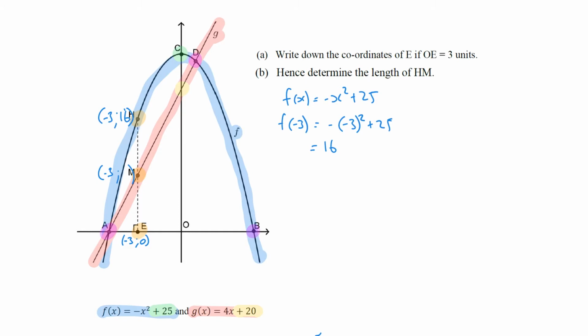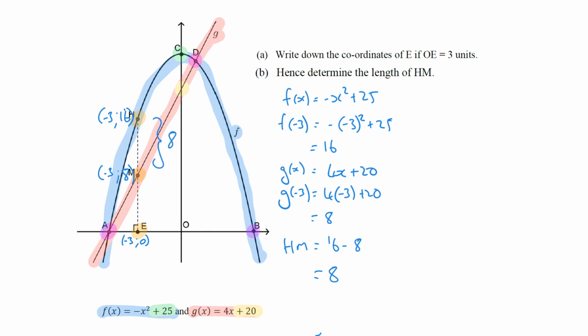And we can do something similar for point M. Point M lies on the graph g of x equals 4x plus 20. So we can input and say g of minus 3 will give us the y value that we want. So 4 times minus 3 plus 20, which gives us 8. Therefore, this y value is 8. Therefore, HM is simply the difference between those two, 16 minus 8, which gives us 8. In other words, this distance over here is 8.